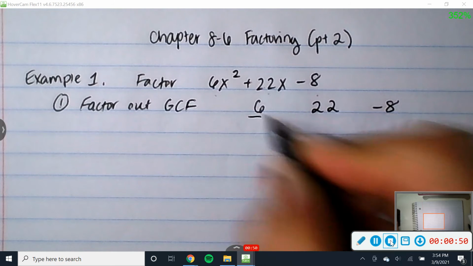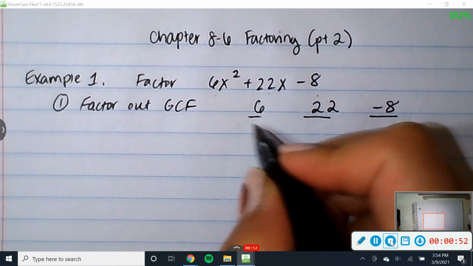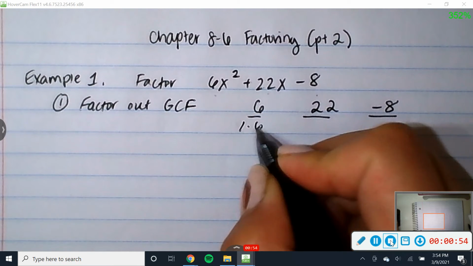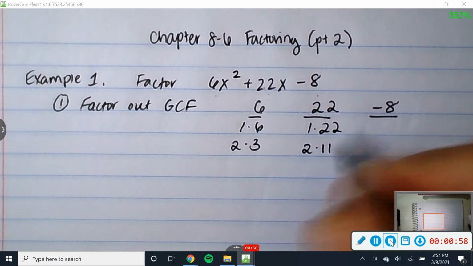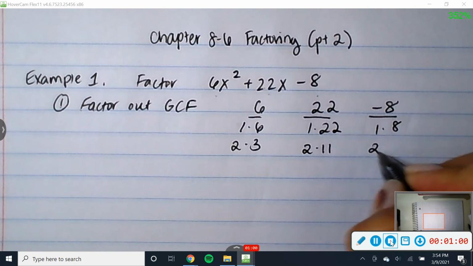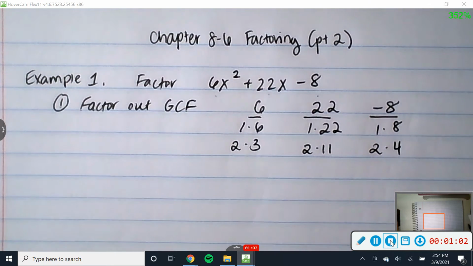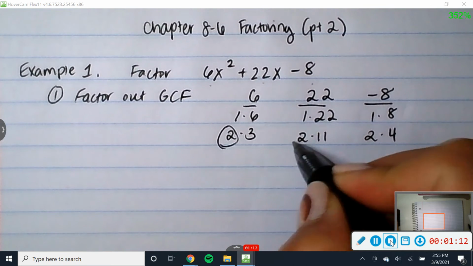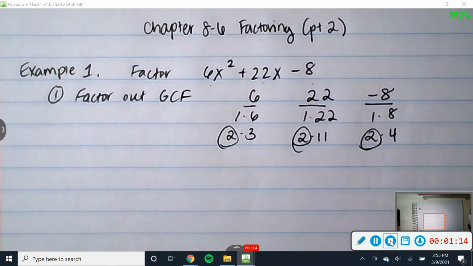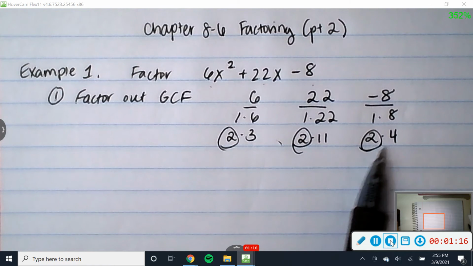If you want, you can list out the factors to see what common factors they have. So I'm going to just list them out really quickly right here. We'll just list out factors for positive 8 to make it a little bit easier to see. So I listed out all of my factors, and you can see that there's one common factor, and that is 2. So 2 is going to be our GCF.